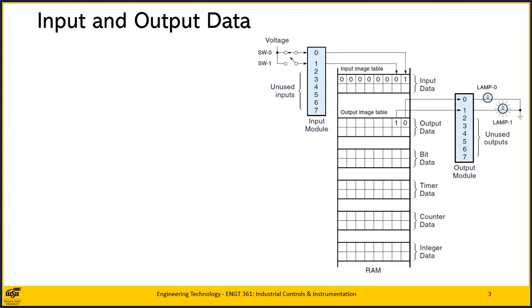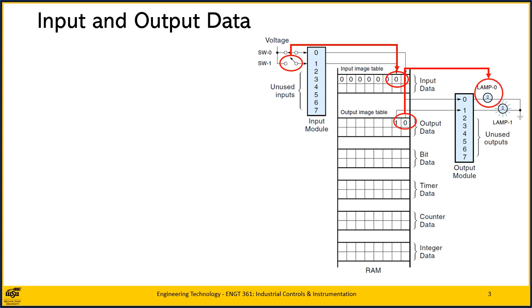The input and output data files are handled in a special way. The PLC automatically transfers the on-off condition of all input switches directly to the input data file in RAM as part of the scan. This is called making an input image table. Notice that a closed switch becomes a 1 in RAM and an open switch becomes a 0.